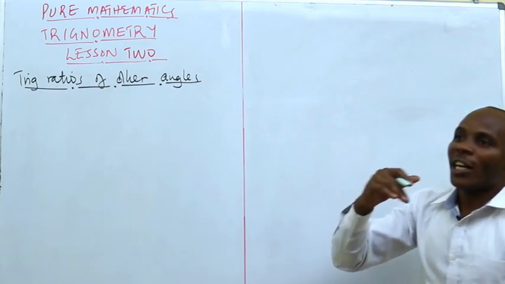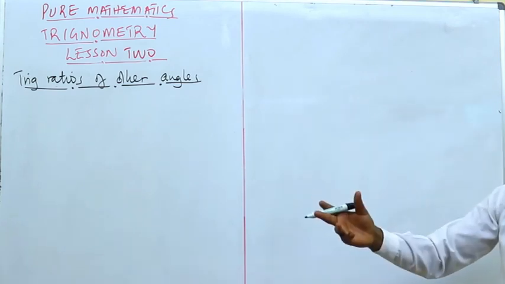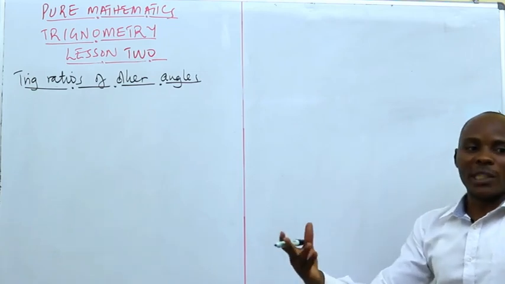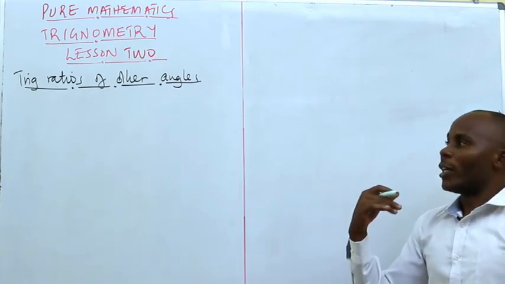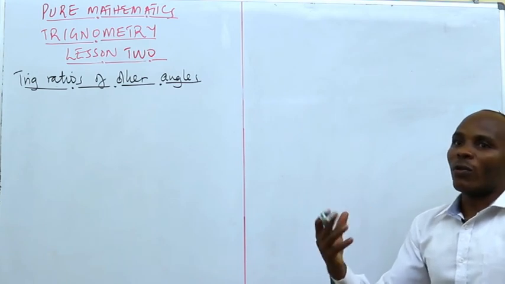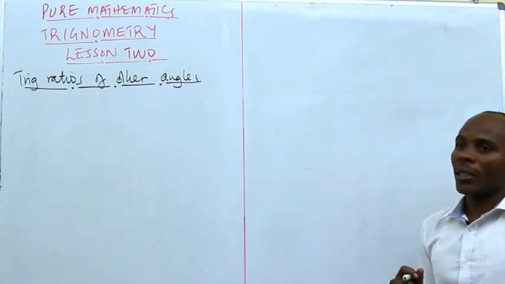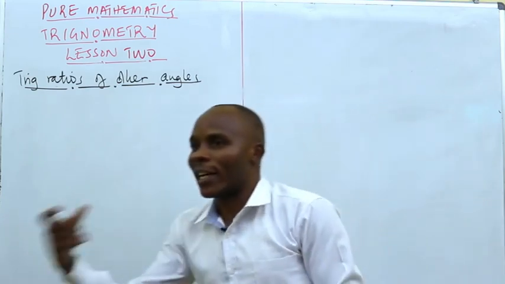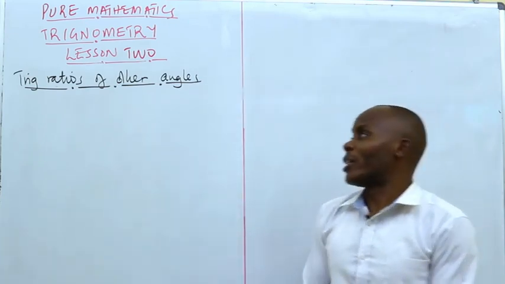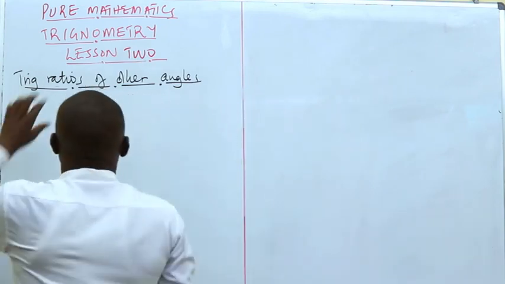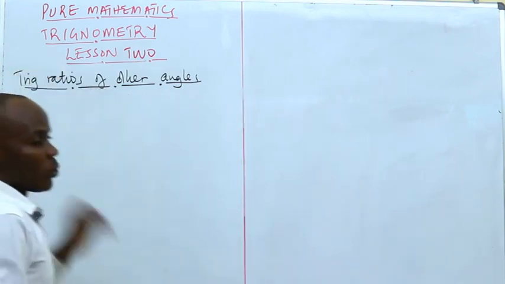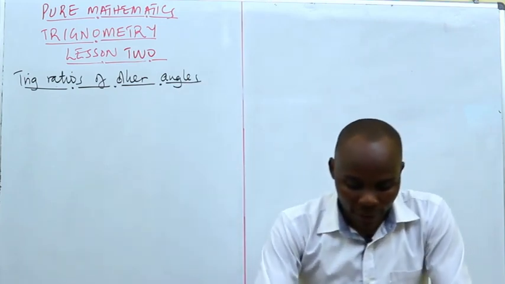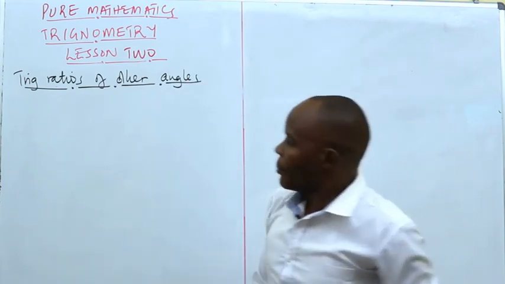How about other angles? What if they ask you for the sine of 210 degrees? What if they ask you for the cosine of 150 degrees? What if they ask you for the tan of 330 degrees? Are you going to leave that hanging? No. That's why we need to also talk about others.